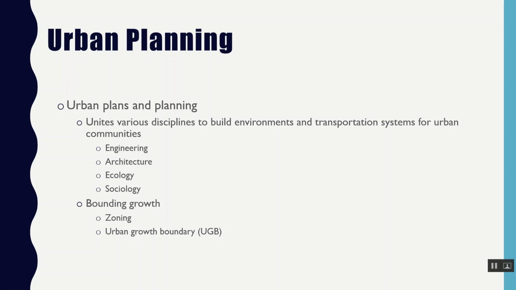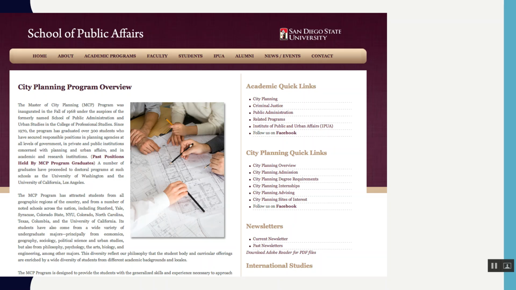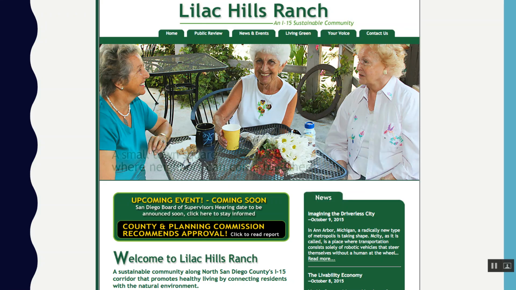So this is what San Diego has. San Diego has an urban growth boundary. So supposedly we are not supposed to have any more massive suburban development outside of this urban growth boundary. What San Diego is trying to do now is infill the city, keep people central to San Diego. So again, the School of Public Affairs has a master's in city planning, should you finish your undergrad and decide you would like to get a master's in city planning.